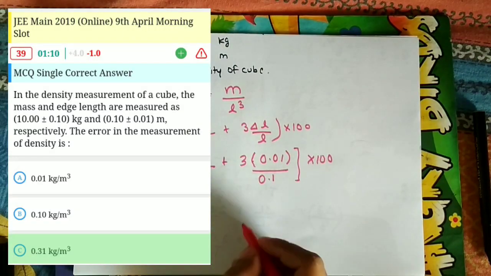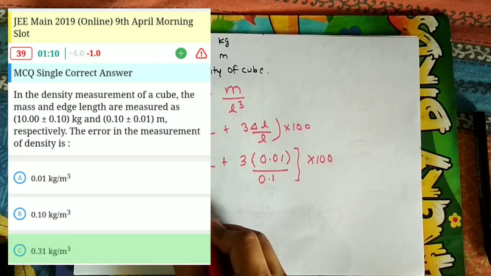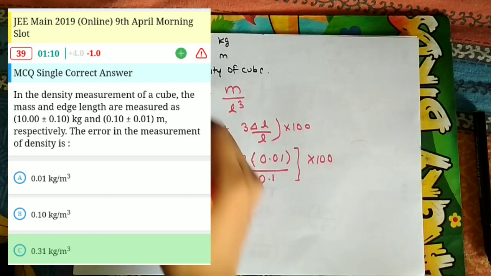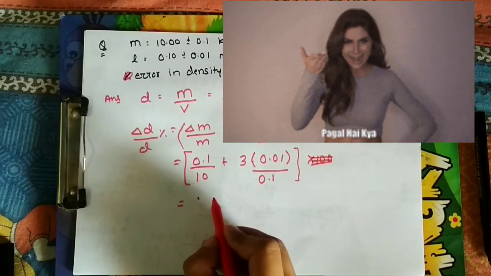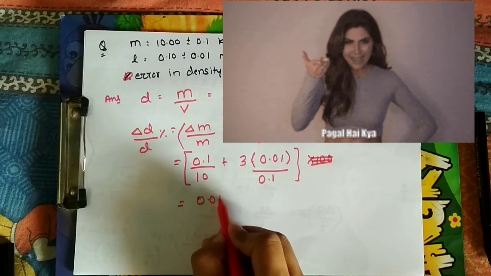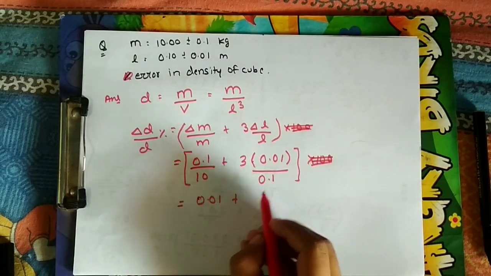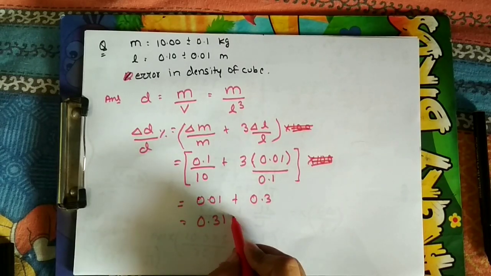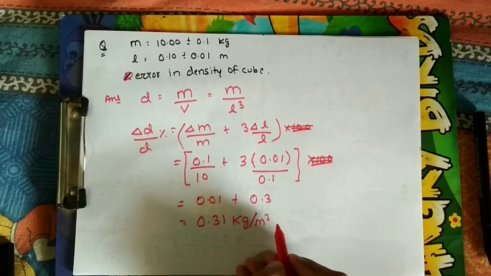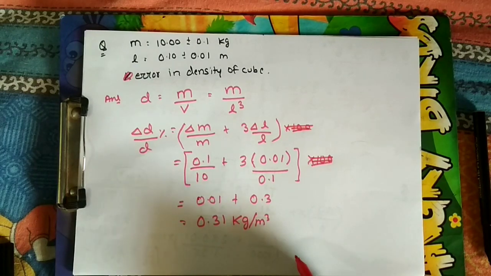No, only percentage. We don't have to find percentage, so cancel this. Now 0.01 plus 0.3, so 0.31 kg per meter cube is the error in the measurement of density.